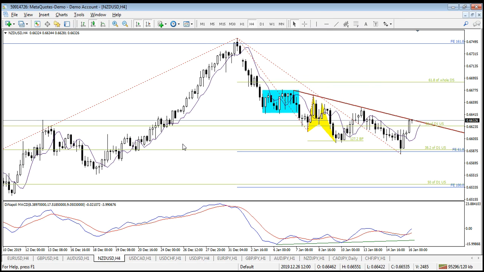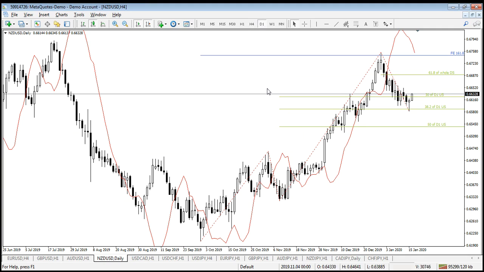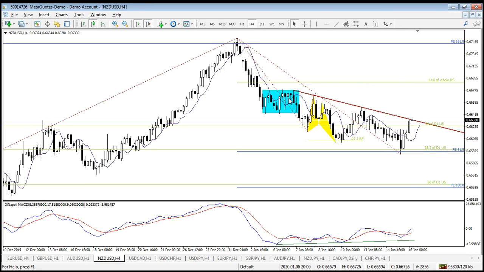If we look at the 4-hour time frame chart of this New Zealand dollar versus US dollar, we see that the market is reacting technically as per our previous analysis, and all the levels have been already hit and completed. The very first video which was made by me on January 2nd was about the first retracement against this daily upswing to 30% of D1 US, that is 30% of the daily time frame's upswing. So that was already completed, and then the market made this reaction to the upside.